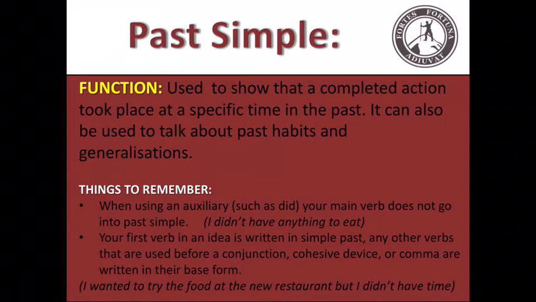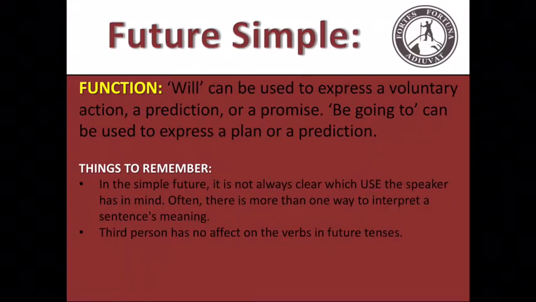And the final simple tense that we have is future simple. Here we can use will to express a voluntary action, a prediction, or a promise. We can also use be going to express a plan or as well a prediction.